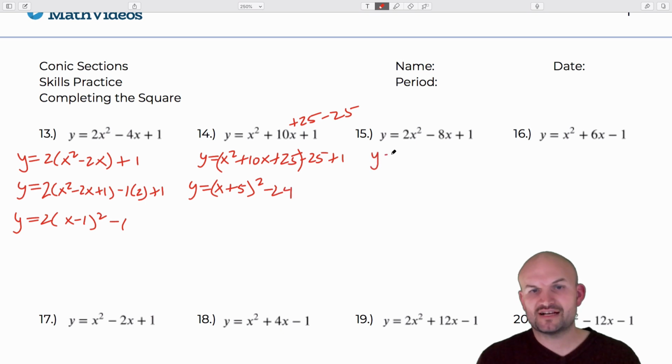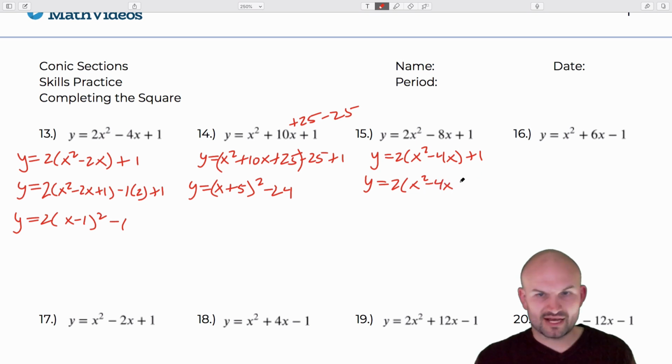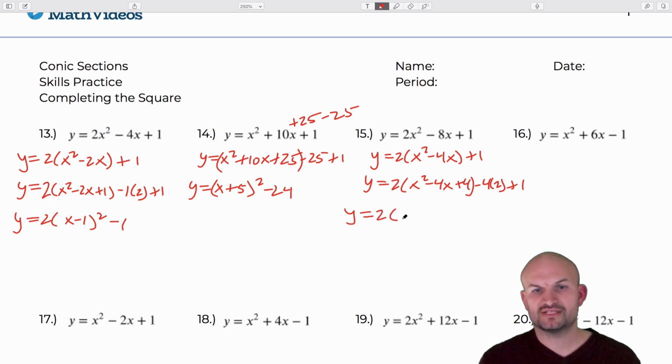In this one, let's go and factor out the 2 first. So we factor out the 2, x squared minus 4x plus 1. So therefore you can see y equals 2 times x squared minus 4x. Let's see, minus 4x, that's going to be a plus 4, right? Yep. And then we need a minus 4 times 2 plus 1. So y equals 2 times x minus 2 quantity squared. Negative 8 plus 1 is a negative 7.